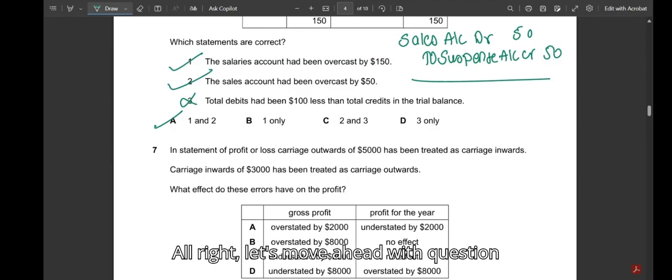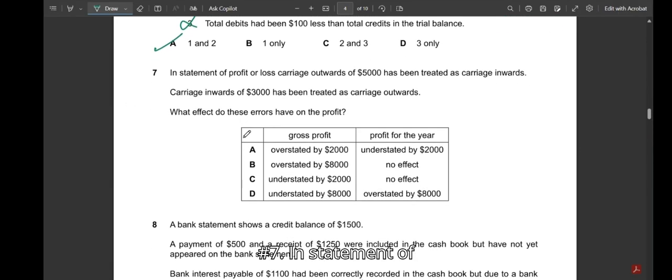All right, let's move ahead with question number 7. In the statement of profit or loss, carriage outward of 5,000 has been treated as carriage inward. Carriage inward of 3000 has been treated as carriage outward. What effect do these errors have on profit?